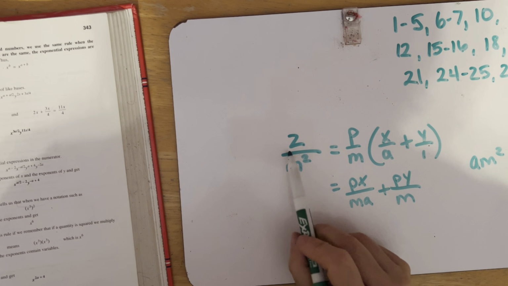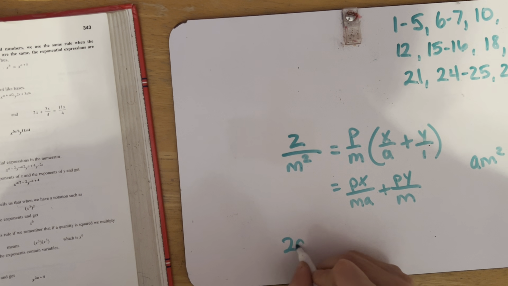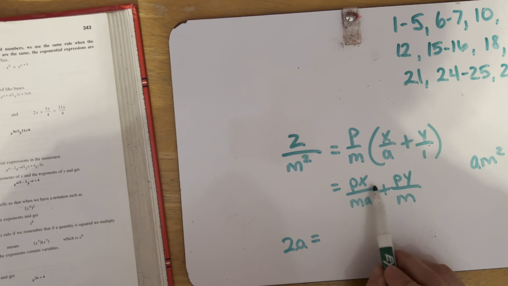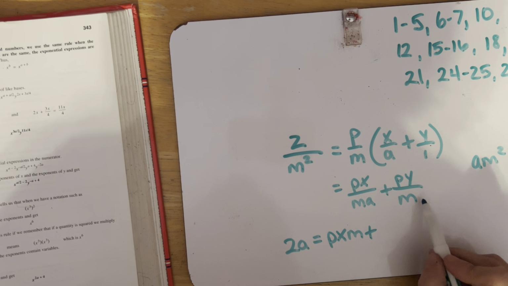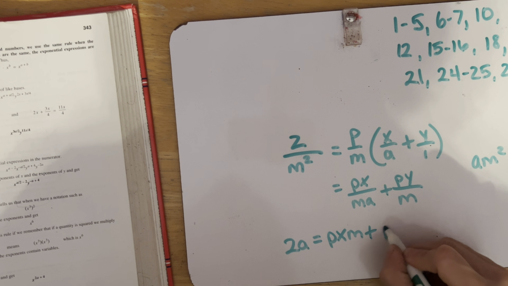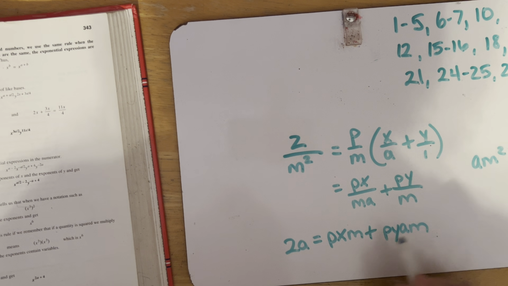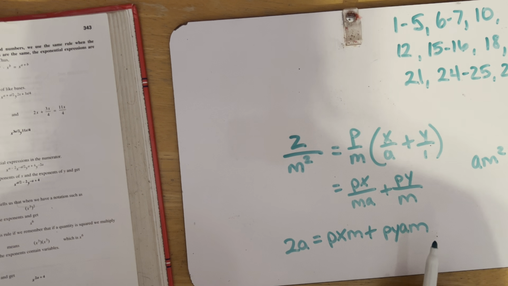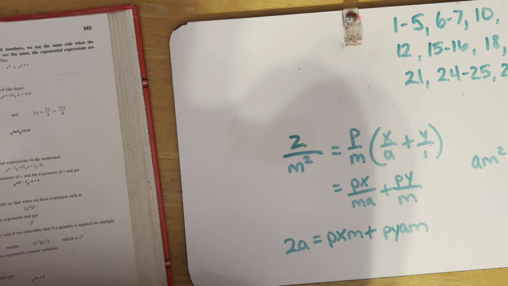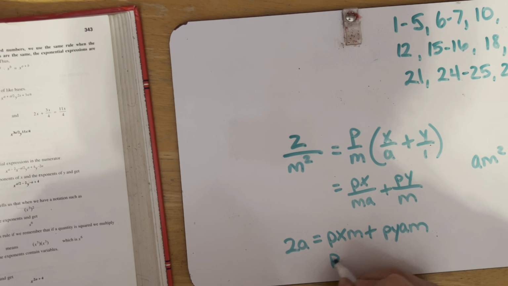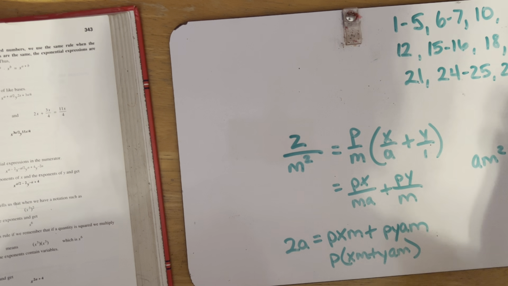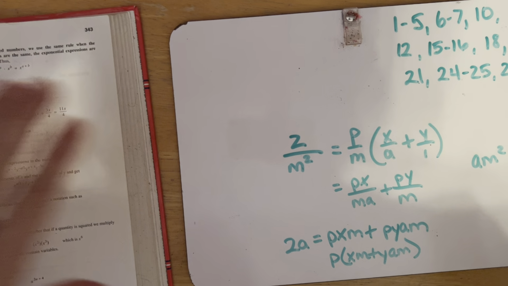Am squared. So 2 is missing an a, so I have 2a equals px is missing an m, so px m, and py is missing an a and an m, so py a m. All right, now at this point, it should be a little easier to deal with. You're finding p. Oh, and it's already laid out, so you just have to pull your p out. xm plus yam, divide, okay, and get your answer.